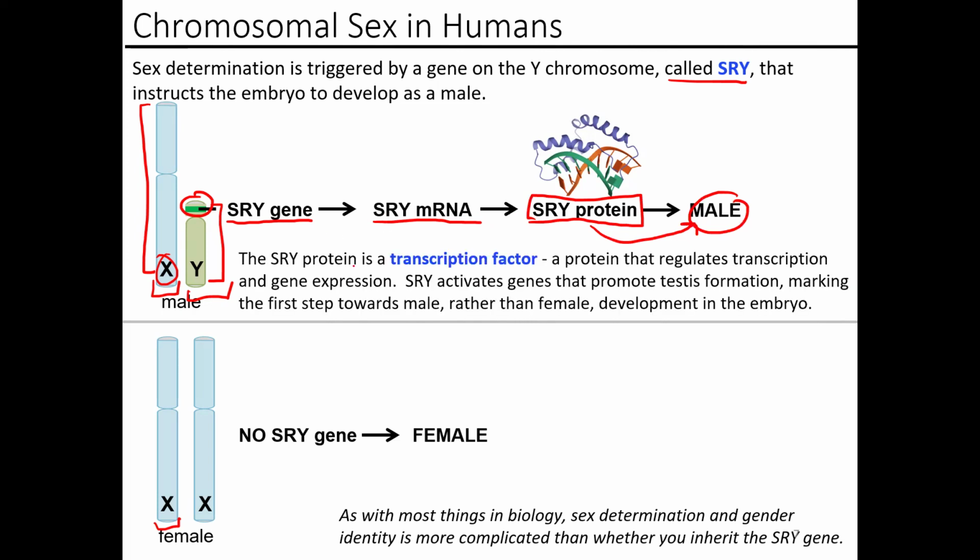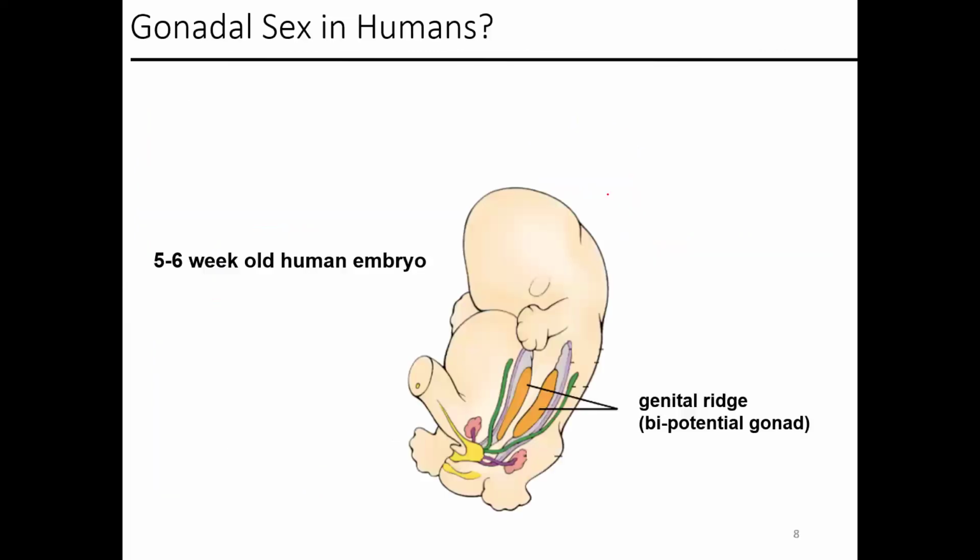Okay, so again, the SRY protein is a transcription factor. So that protein regulates transcription and gene expression. SRY activates genes and promotes testis formation, marking the first steps toward male rather than female. So again, that is another differentiating factor: it's going to promote the formation of a different gonad versus a female. Because there is no SRY gene, it's going to produce ovaries rather than testes.